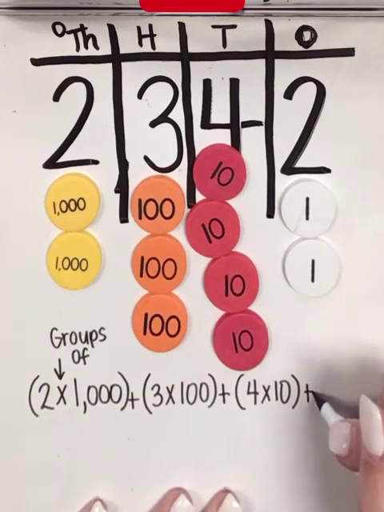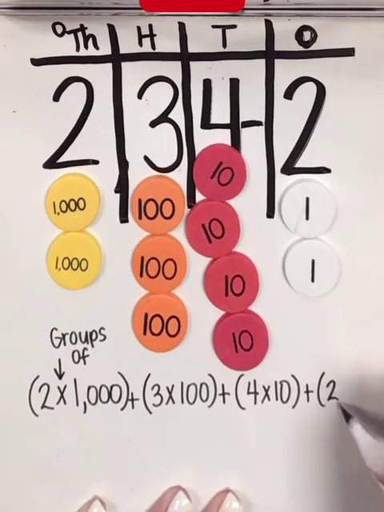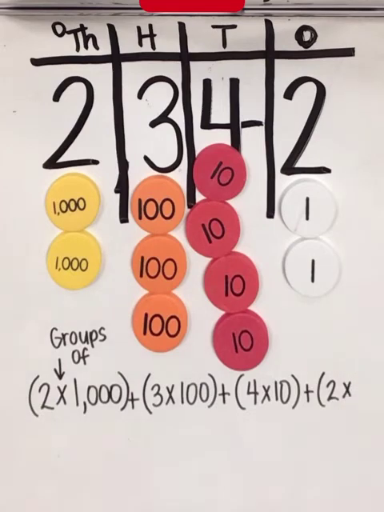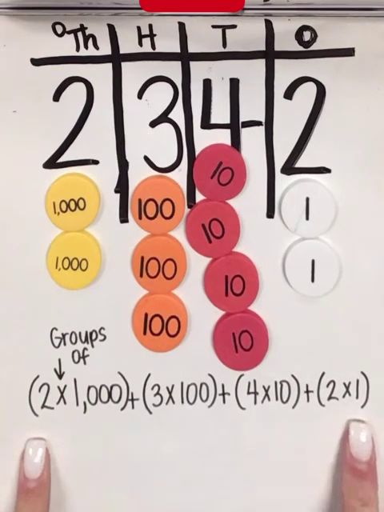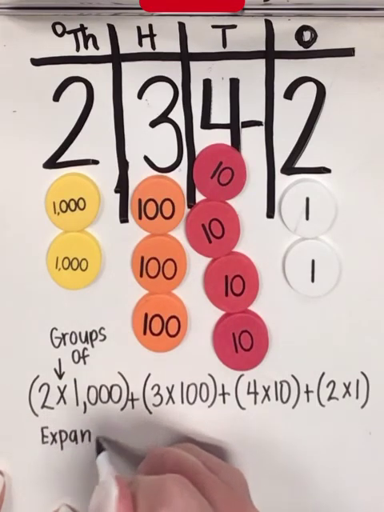Okay, now I'm going to add my plus sign. Okay, how many groups do I have? I have 2. And I'm going to multiply it by my value. And what is my value of each one of these groups? 1. I only have 1 in each. Perfect. So this is our expanded notation. Okay? This is our expanded notation. So we're going to take this expanded notation and write it in expanded form underneath it.